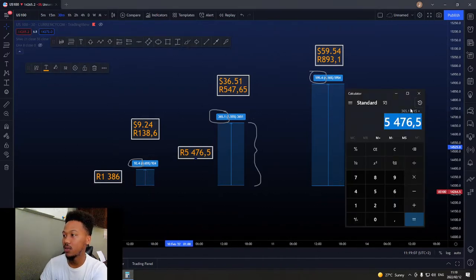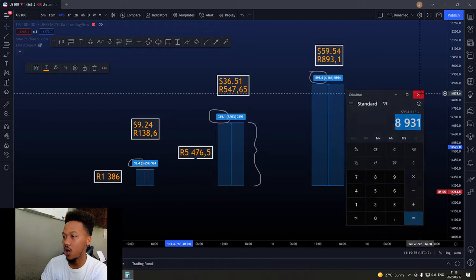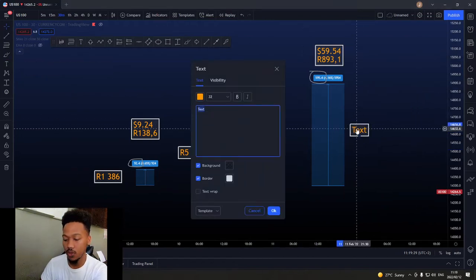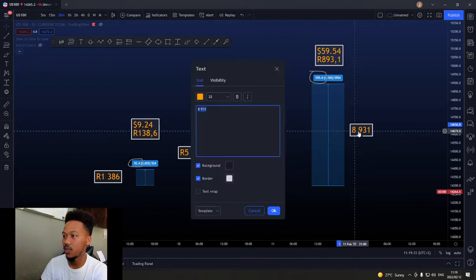Let's get out our calculator once again and basically calculate these pips over here. So it's 595.4 multiply by 15. We literally have 8,951 ZAR. Okay, I'm gonna add this one right over there. Boom, just paste it over there. Boom, just over there.